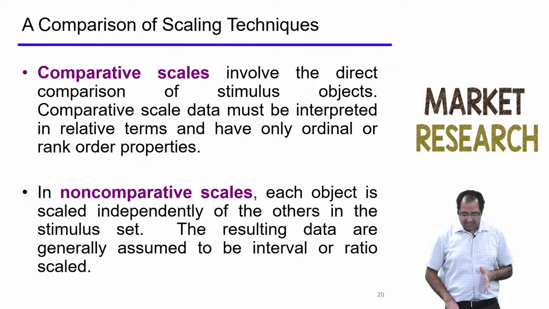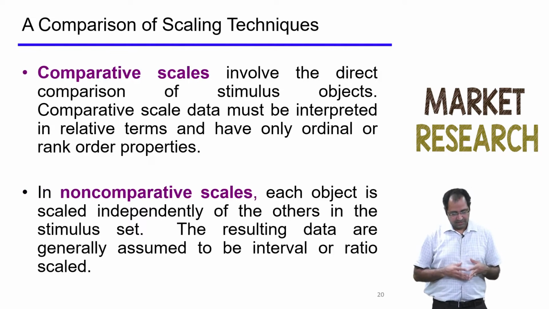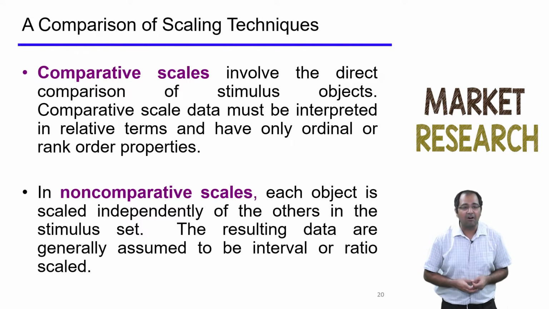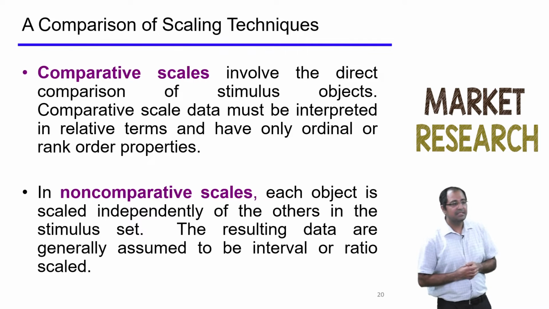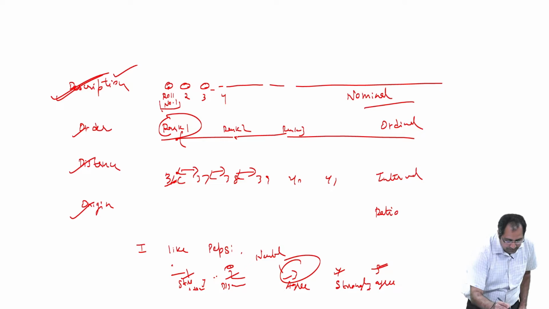Comparative scales involve the direct comparison of stimulus objects. Comparative scale data must be interpreted in relative terms, so comparative scales are ordinal scales. Now, what are the various techniques? The first comparative scaling technique is called paired comparison scaling. We arrive at an ordinal scale through comparative scaling, and one of the procedures is paired comparison scaling.